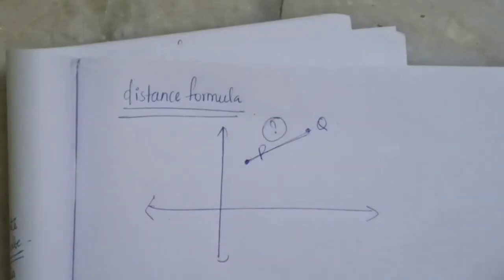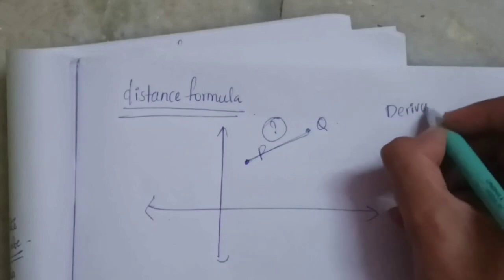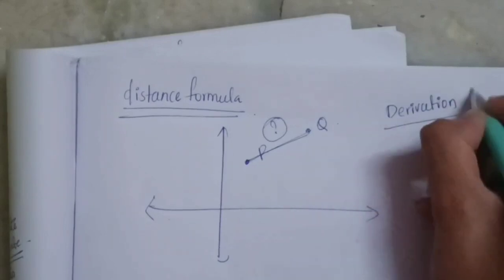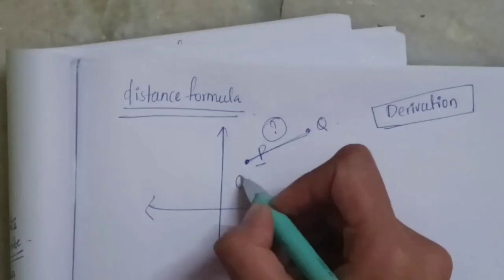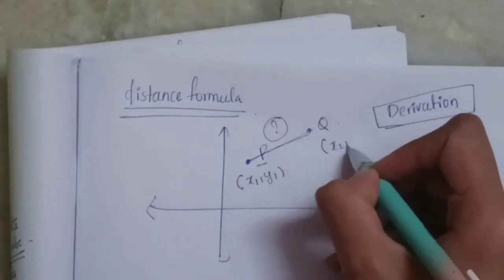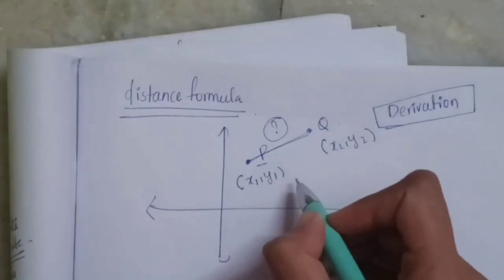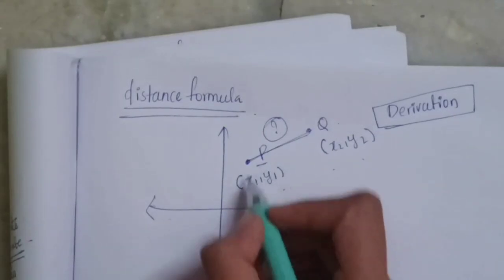First let us understand its concept and its applications. We'll go with the derivation of the formula. You don't always need to derive the formula, but you need to understand where it comes from. So let us say point P is x1 comma y1, and point Q is x2 comma y2.